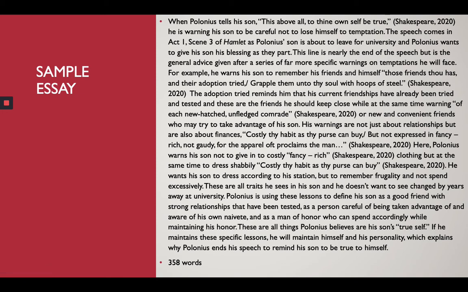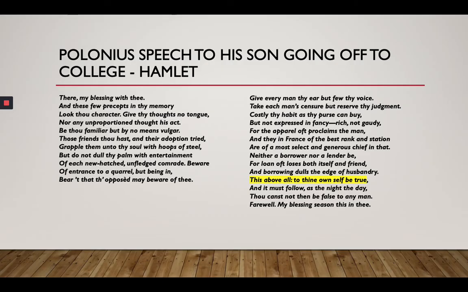Who's him? So, reminds Laertes, Polonius' son, that his current friendships have already been tried and tested. And these are the friends he should keep close, while at the same time warning, now I'm going to get into the warnings here, of "new-hatched, unfledged comrade." That, if you notice, comes from a much longer line.